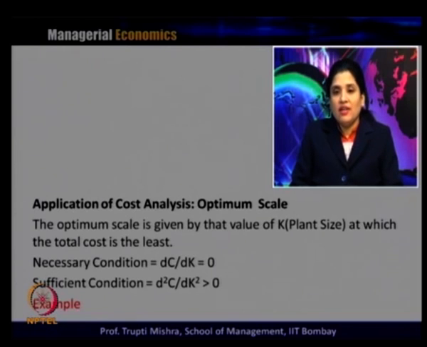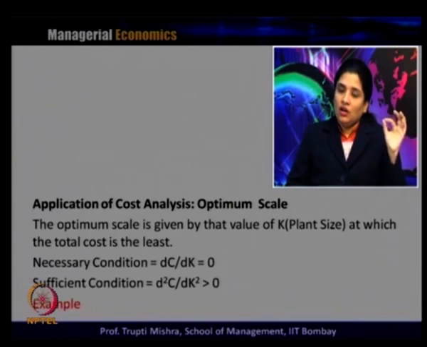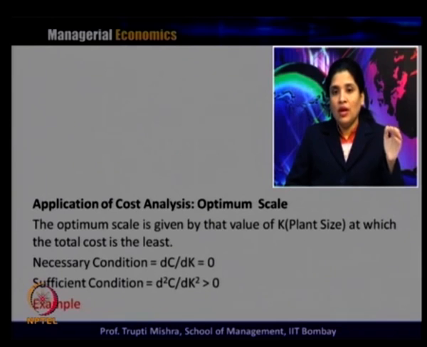So, the optimum scale is given by the value of K, that is, the plant size at which the total cost is least. If you look, there is a significant difference here from the application of cost analysis in the last two cases, that is, optimum output and optimum inventory, because in both of those cases we identified the level of output or the level of stock where the average cost was minimum. But here we are saying the optimum scale is given by the value of K, or the plant size at which the total cost is the least.